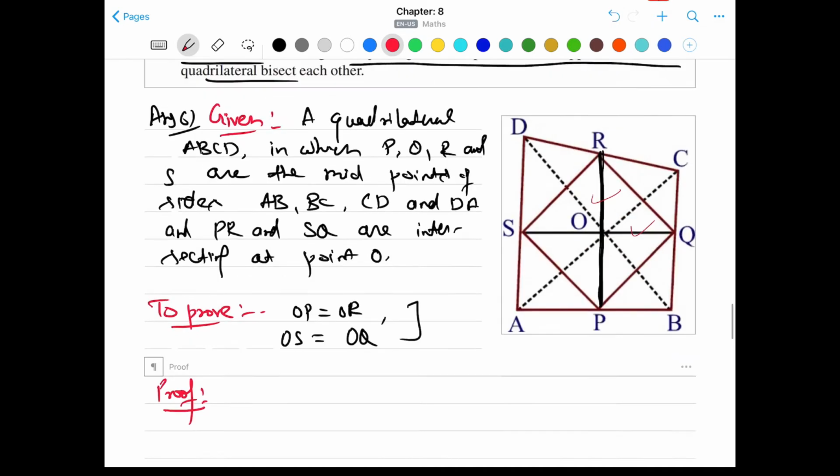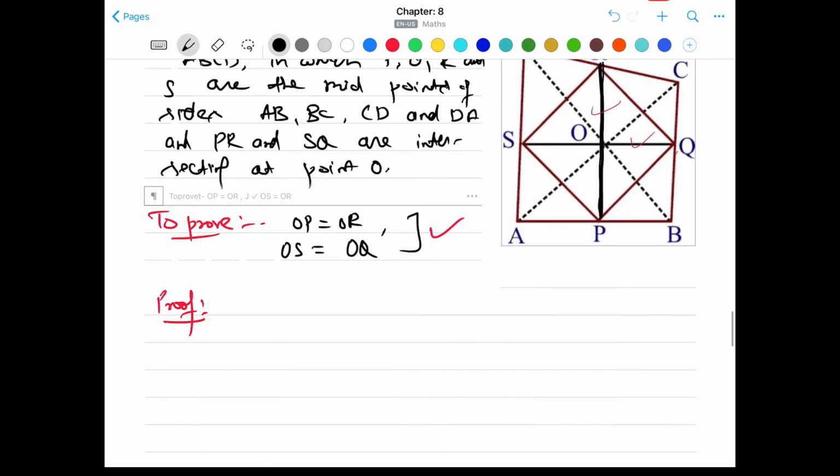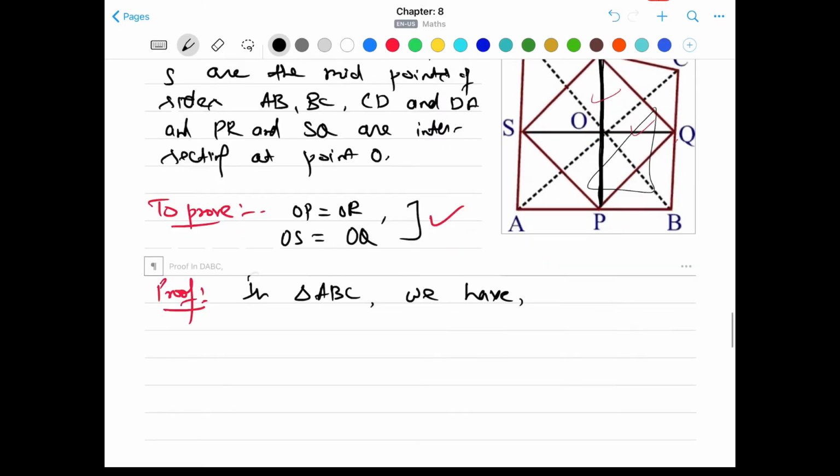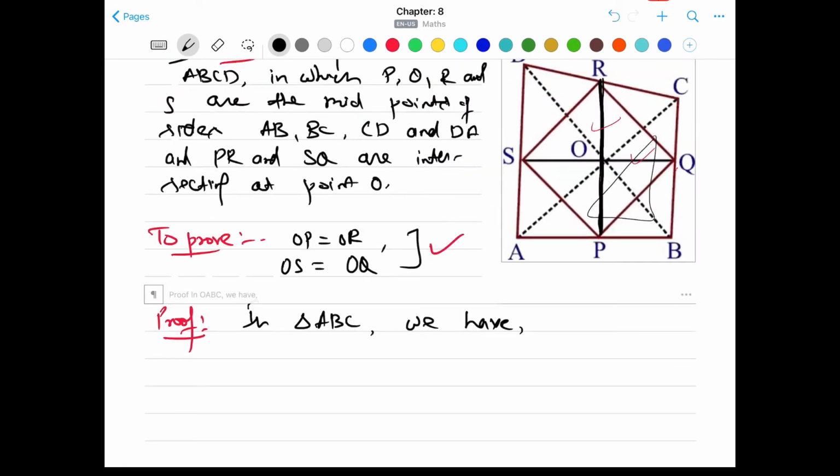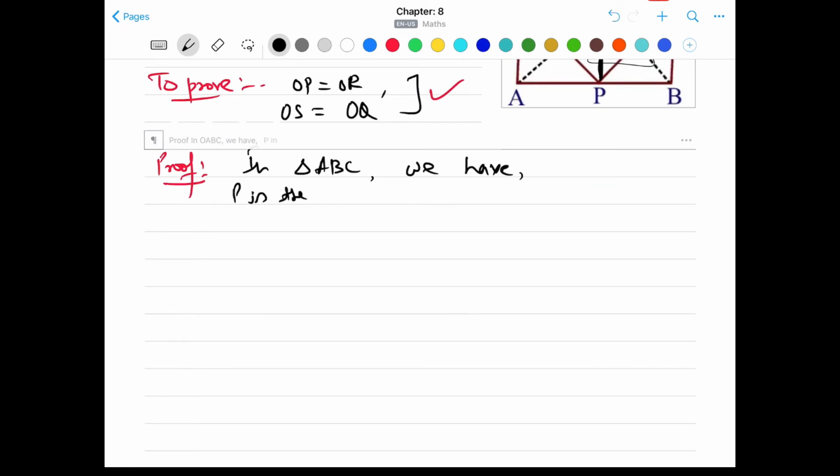Proof: what we're going to do is prove that PQRS is a parallelogram, and we know that in a parallelogram the diagonals bisect each other. So just by proving that PQRS is a parallelogram, we will get the required result that both the diagonals are bisecting each other. And we'll prove that PQRS is a parallelogram by using the midpoint theorem. So let's start first with the triangle ABC. In this triangle ABC we have P is the midpoint of AB and Q is the midpoint of BC.